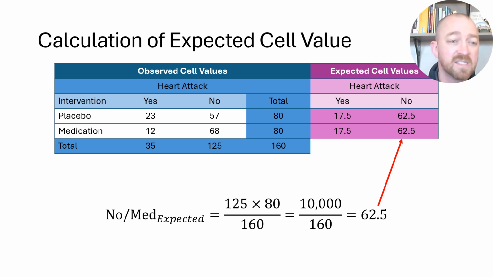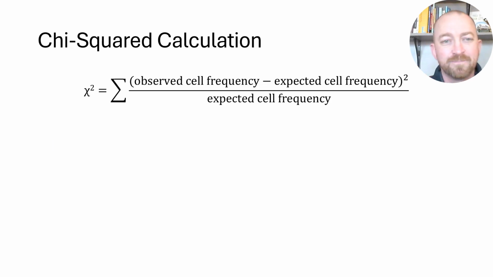Now again, we use the same equation as we've used before. So let's take a look at that. Here's the same equation that we've used every time we've calculated a chi-squared analysis. The only difference here was that we needed to calculate our expected cell frequencies in a different way than we had if we had only one variable.